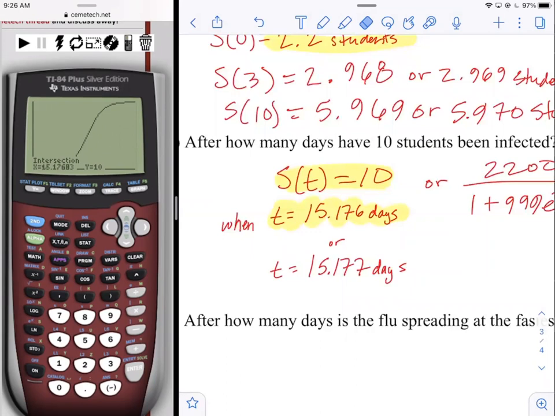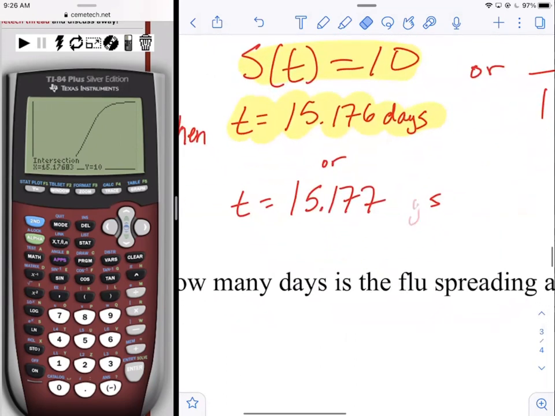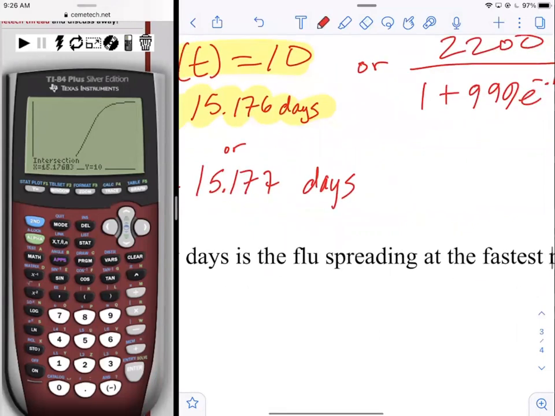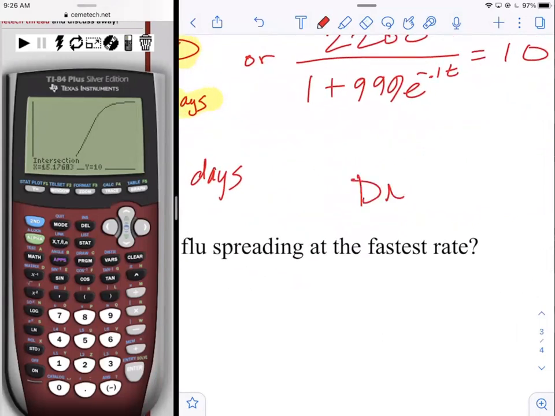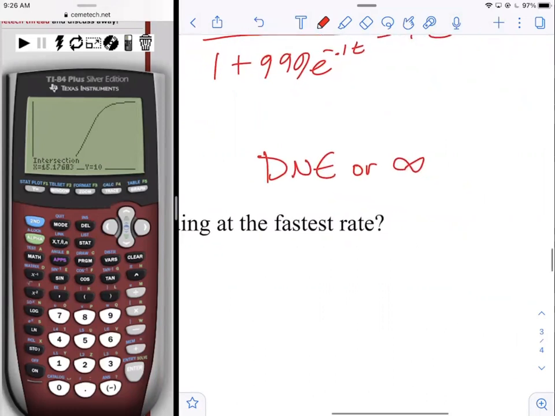Like if you put 15.176 days or T equals 15.177, and you forget to put days, you're going to lose the check for units. Or if you did put days, but you rounded wrong, that's wrong now. That usually came up with limits, where some people put DNE or infinity. That's giving two answers. You don't want to do that.